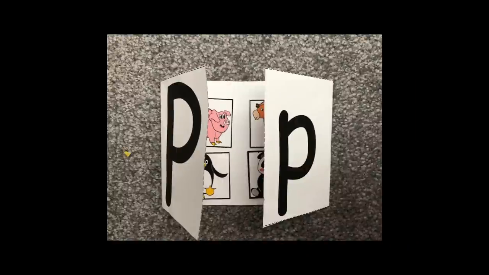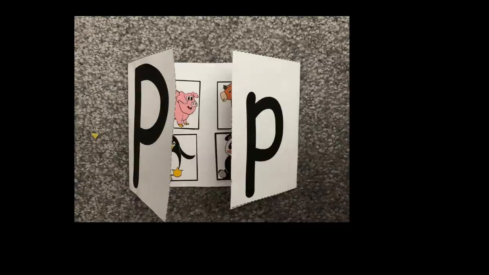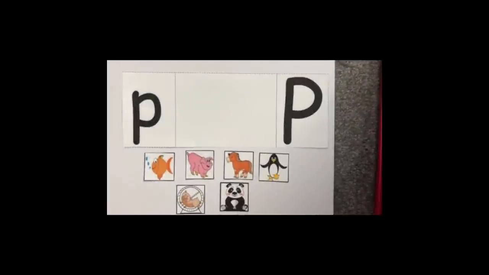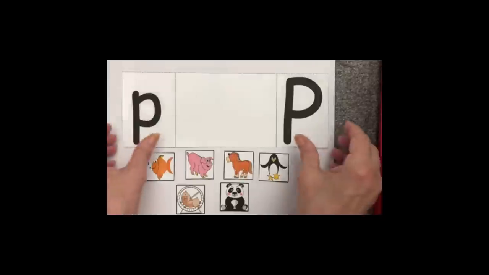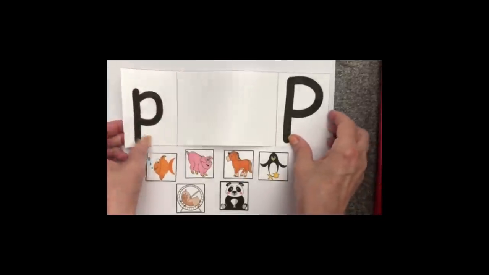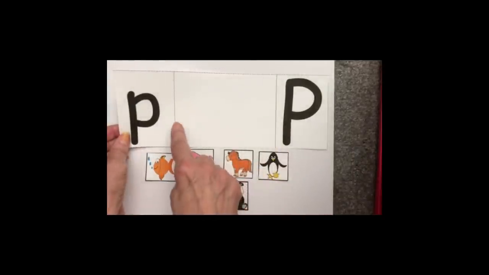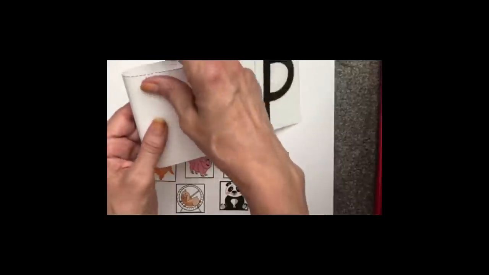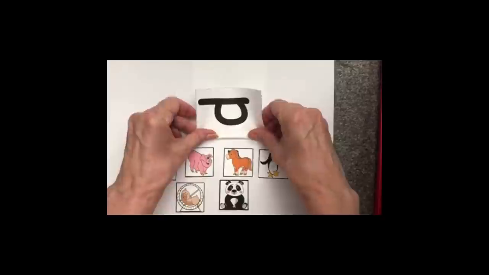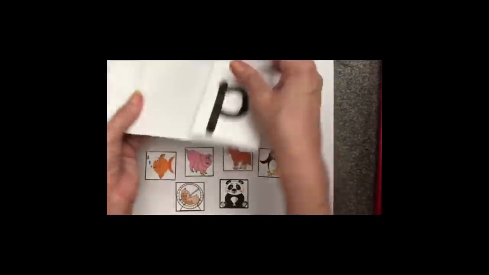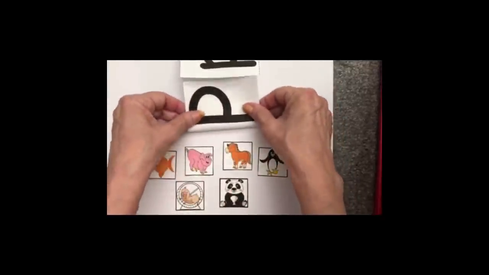With your help, have kids complete their own letter P booklet. Kids will have fun making the P fold book. First we have to cut out the fold with the letters and then the pictures. We have a fold here and a fold here, so you'll have kids fold it inward. We can also turn it like this so we see the fold, and then this one.